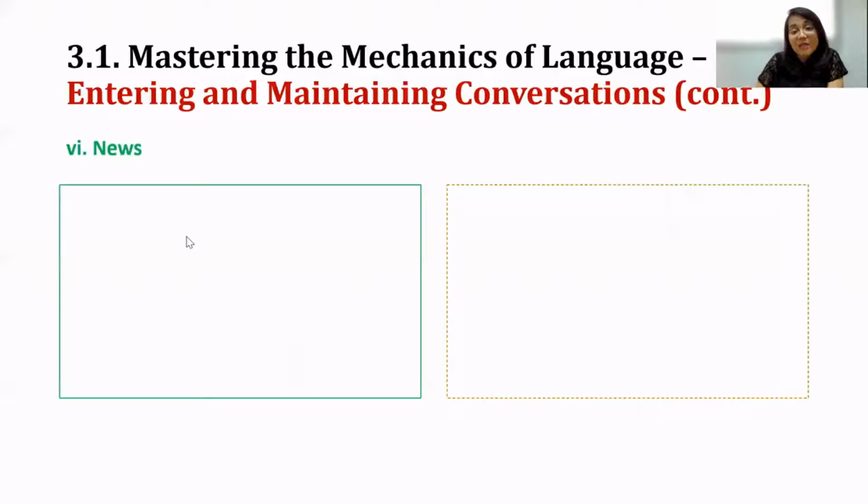Moving on, about news. If you are into news, watching TV, and of course reading newspapers, you know that there are a lot of things going on worldwide. It's not only about what's happening in your country, but also another country. And this can be a very interesting topic to have a small talk with someone. And here are some examples of expressions that we can use to talk about news.